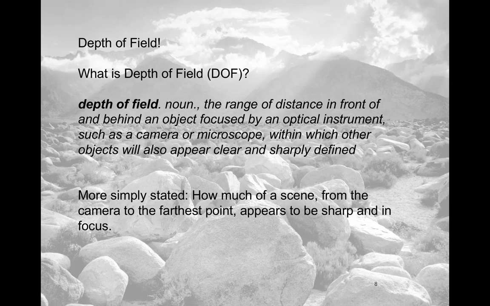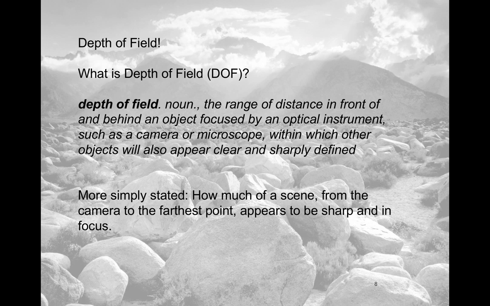Okay, what is depth of field? This thing I keep mentioning. Well, I pulled up an official definition, which I loved. It's a noun. Believe it or not, it is a noun, even though it's three words. It's the range of distance in front of and behind an object focused by an optical instrument, such as a camera or microscope, within which other objects will also appear clear and sharply defined. Okay, blah, blah, blah. It all makes sense, but let's keep it simple.